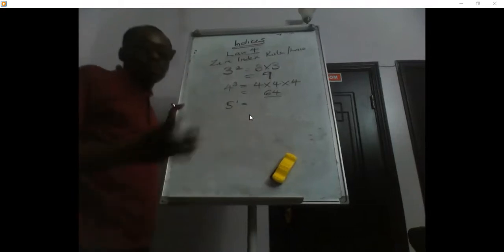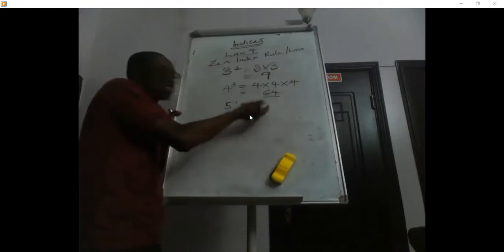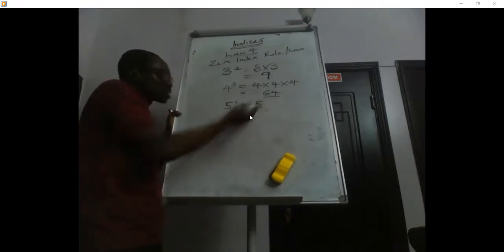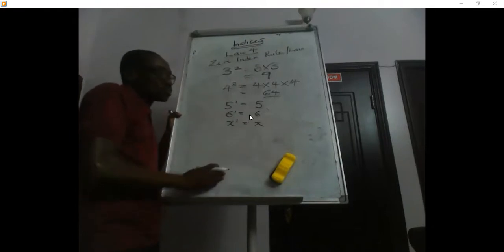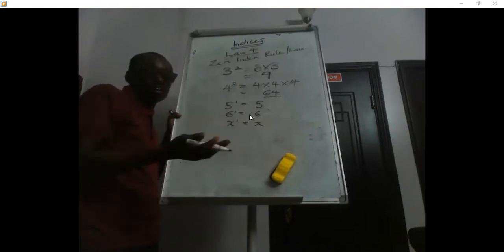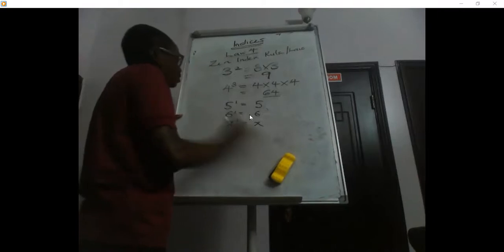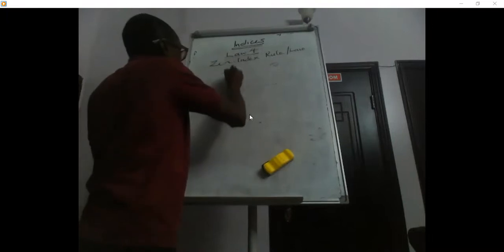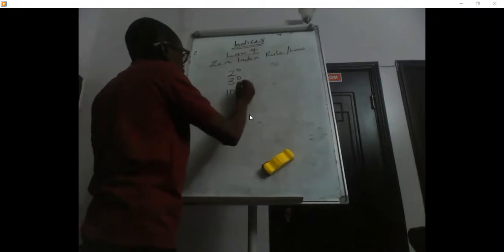How about, let's say, 5 raised to the power 1? What is the implication of 5 raised to the power 1? That means we have just one 5. 5 raised to the power 1 is the same thing as 5. 6 raised to the power 1 is the same thing as 6. x raised to the power 1 is the same thing as x. So anything raised to the power 1 is the number. Okay, how about when something is raised to power 0? For instance, if you have 2 raised to power 0, 3 raised to power 0, 100 raised to power 0.